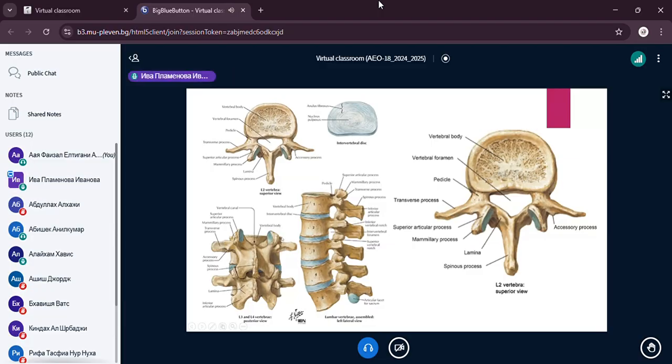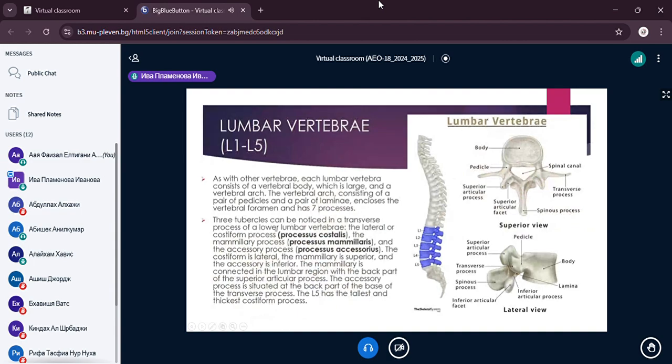You can read these things here. Three tubercles can be noticed in a transverse process of a lower lumbar vertebra: the lateral or costiform process, the mammillary process, and the accessory process. The costiform is lateral, the mammillary is superior, and the accessory is inferior. The mammillary is connected in the lumbar region with the back part of the superior articular process.